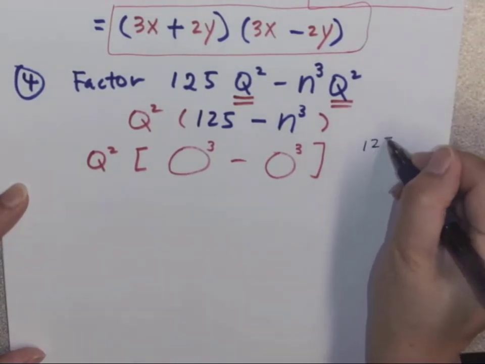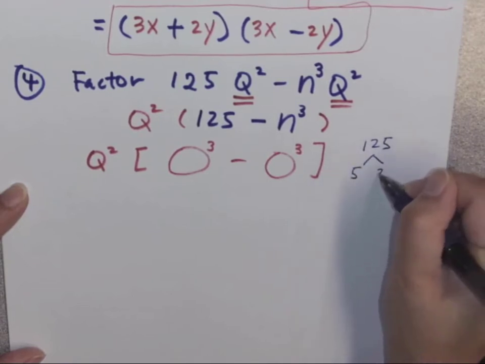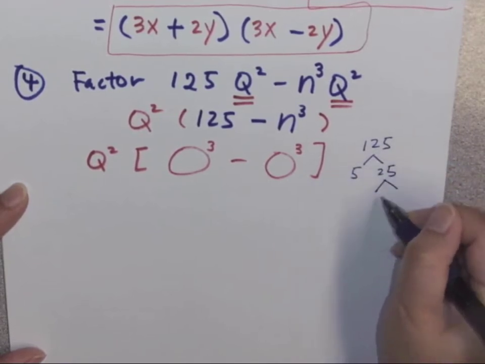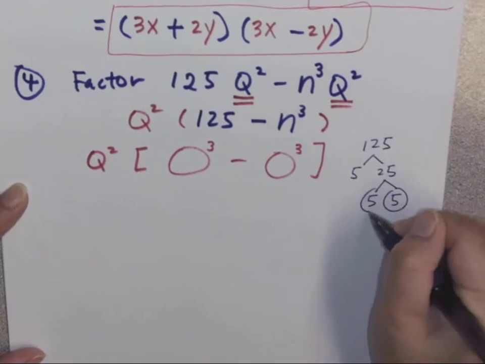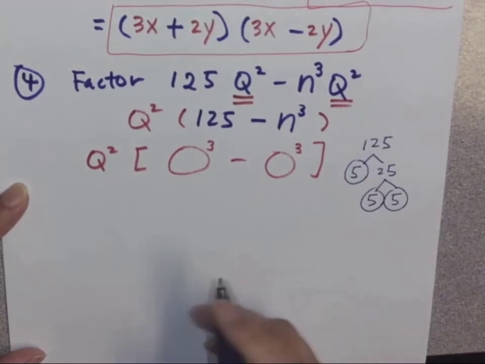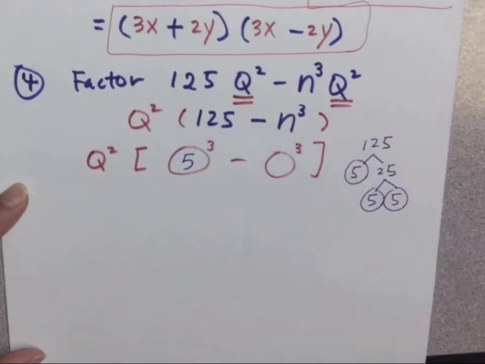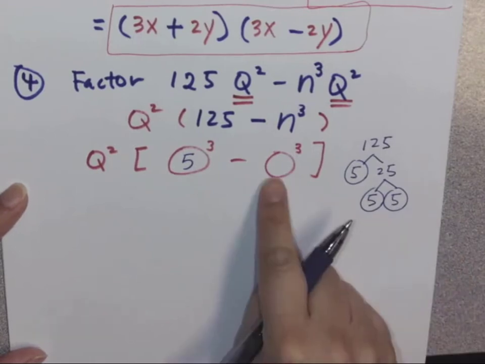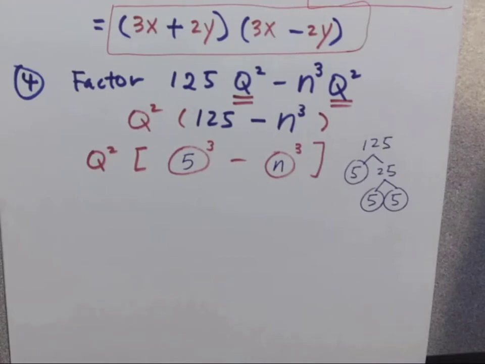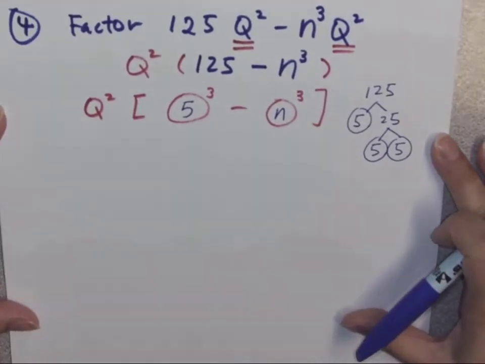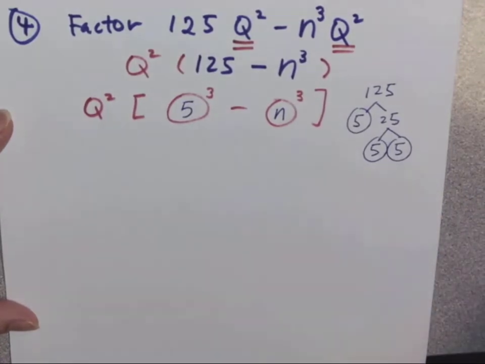5. I can double check that. So 5 times 25 is 125, and then 5 times 5, right? So I can see 125 is actually 5 to the 3rd power. And then what cube makes n cube? N. Okay. All right. So we're going to need to apply what we learned earlier, right? So take a deep breath. We're going to be able to do it.